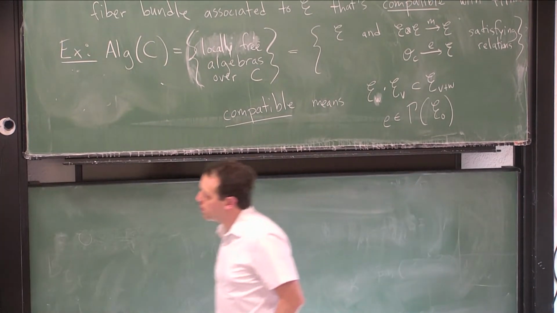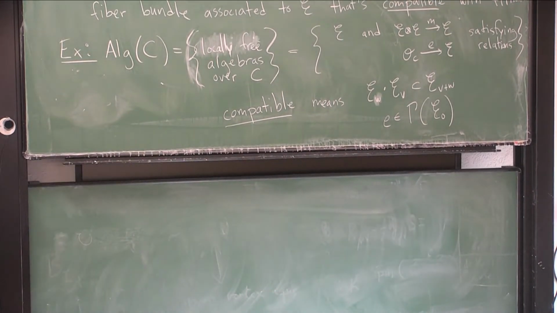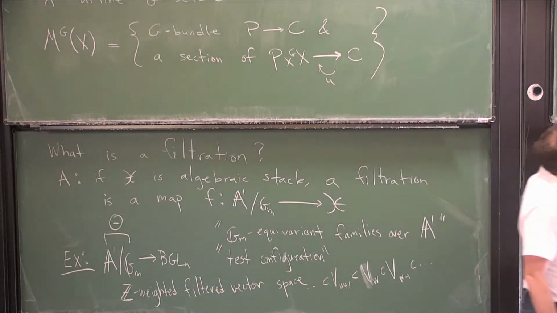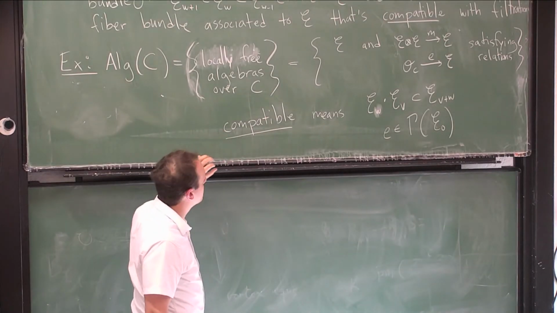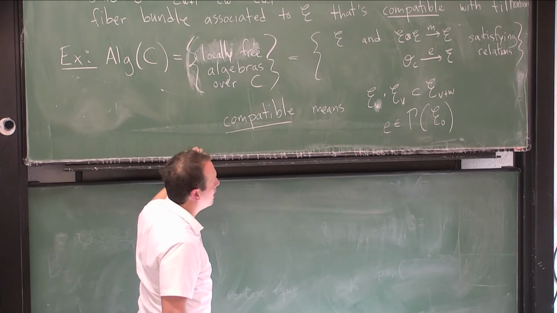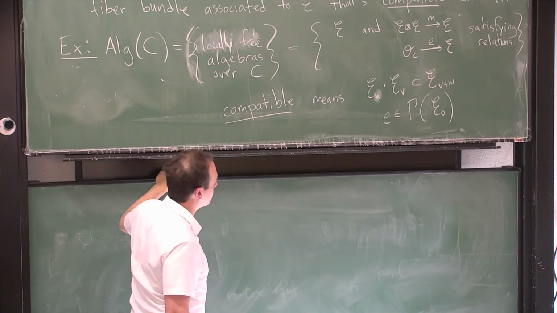So there's this abstract definition of what is a filtration, a map from A1 mod GM, and in this particular example, if you unpack it, it gives a reasonable notion of what would be a Z-filtered, coherent, or locally free algebra over C.